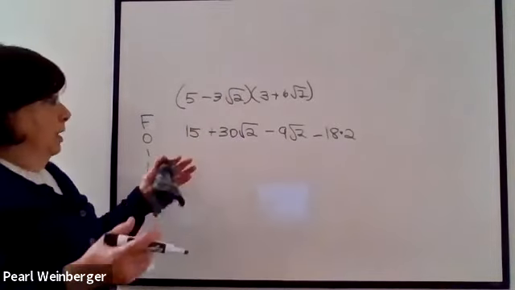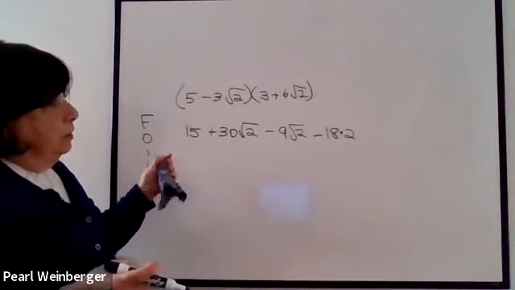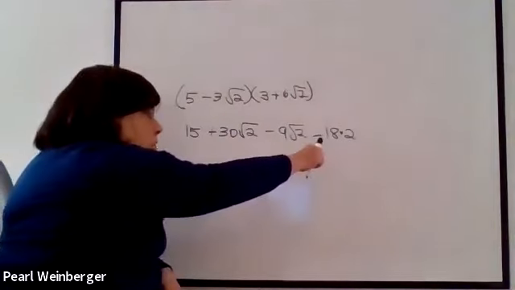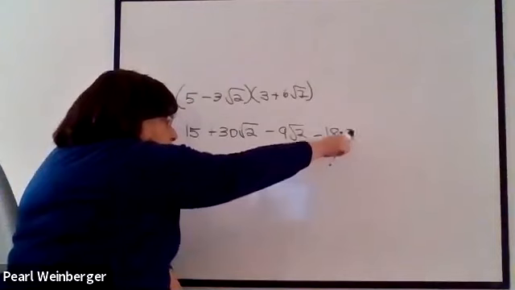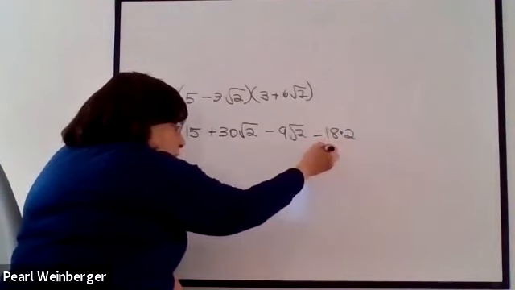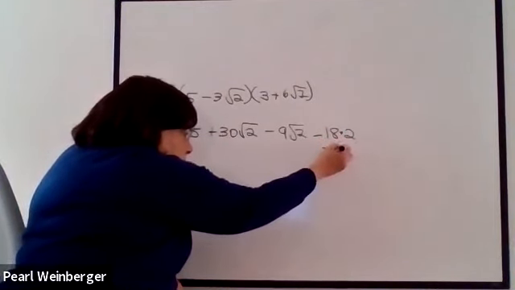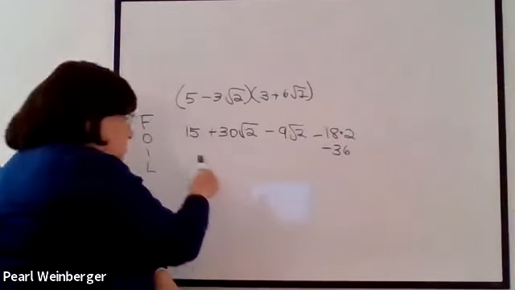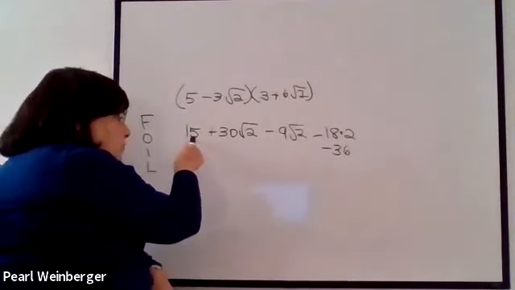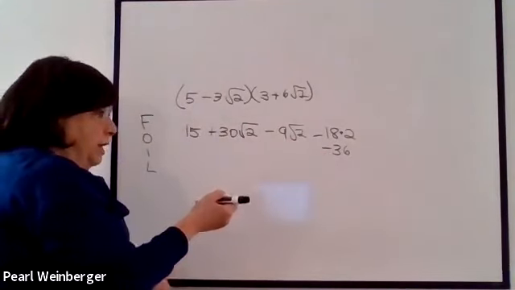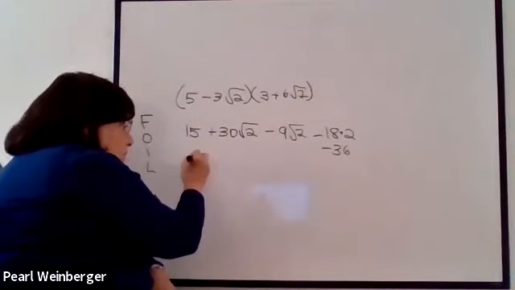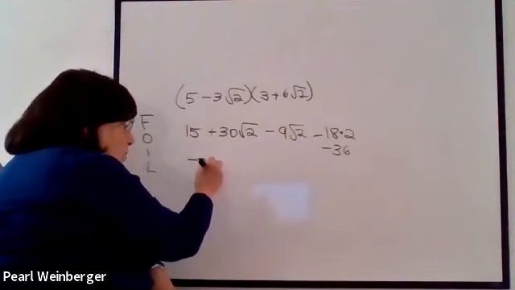So now all I have to do is try and combine the like terms. Well, first of all, this negative 18 times 2 can certainly be simplified because the 2 is no longer in a radical. So 18 times 2 is 36. So this is a minus 36. I combine the 15 with a negative 36 because those are just plain numbers without radicals. That gives me negative 21.